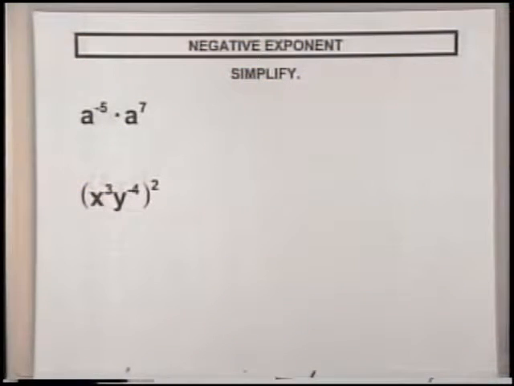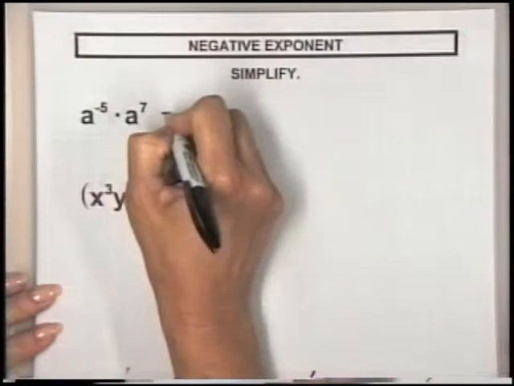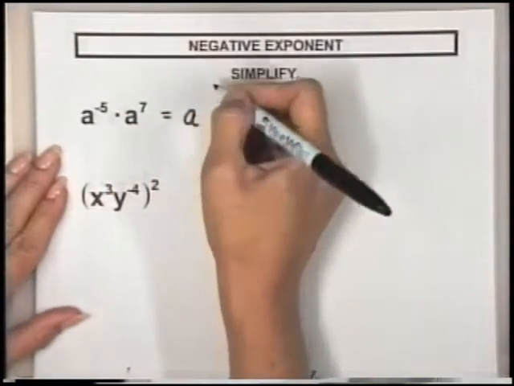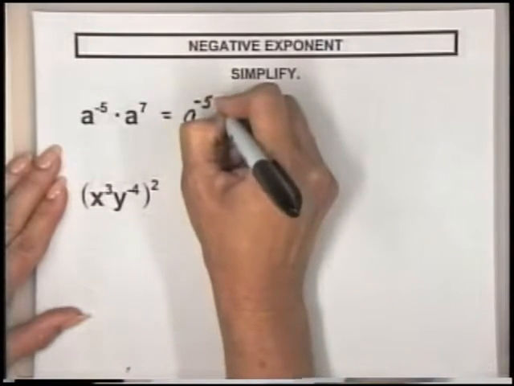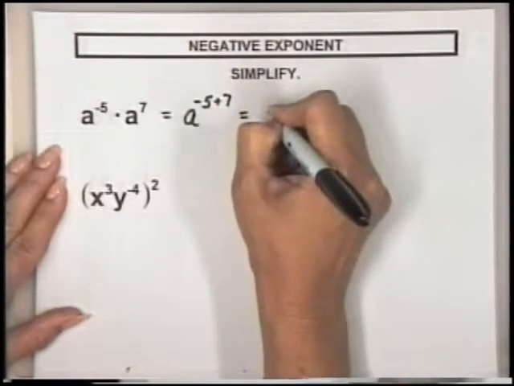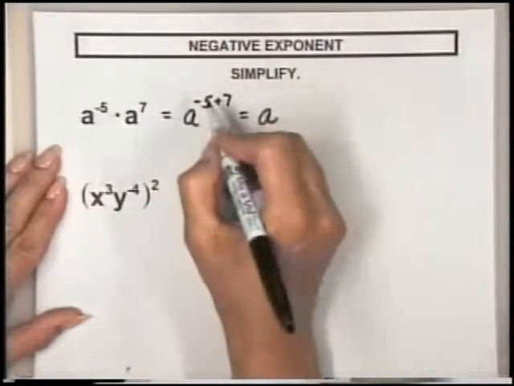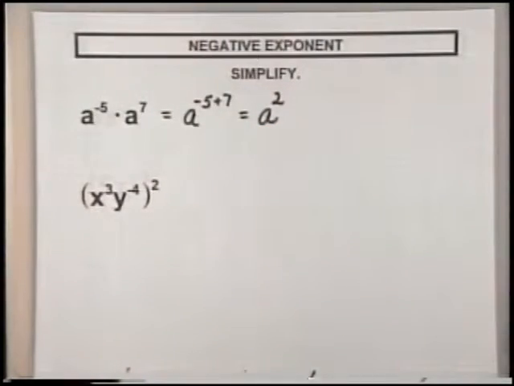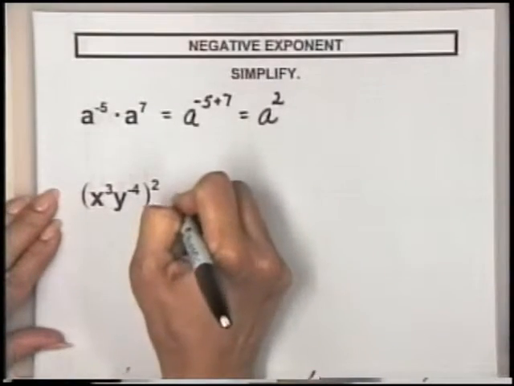How did you do? Were you able to simplify these expressions? Let's work these problems. I have a to the negative 5th times a to the 7th. I am multiplying like bases, so I will add the exponents. I have negative 5 plus 7. The result is a to the negative 5 plus 7 gives me a 2. So the answer is a squared.